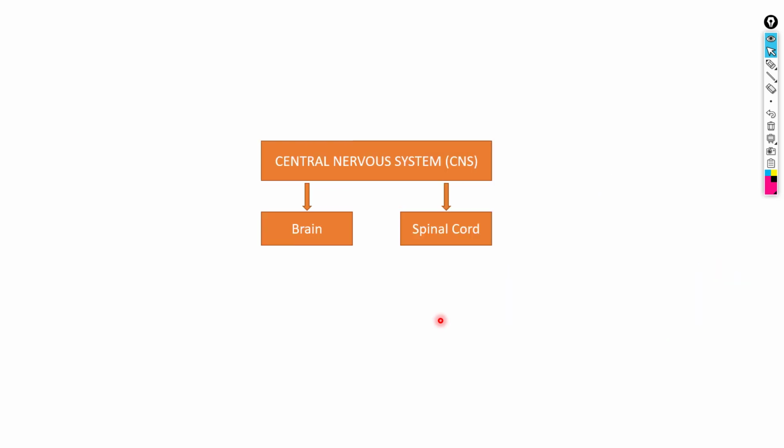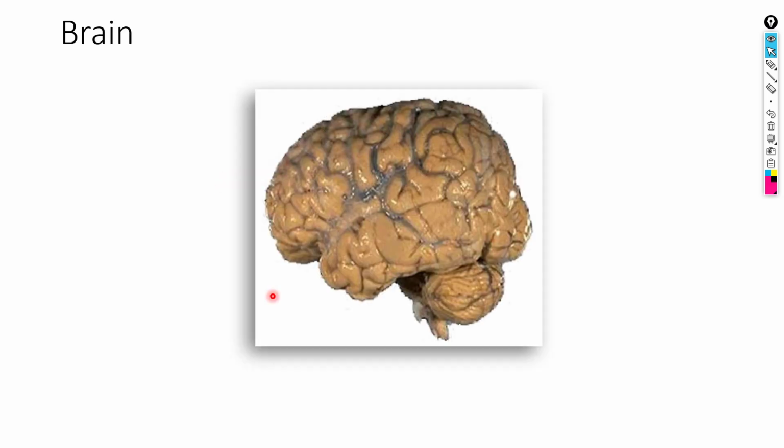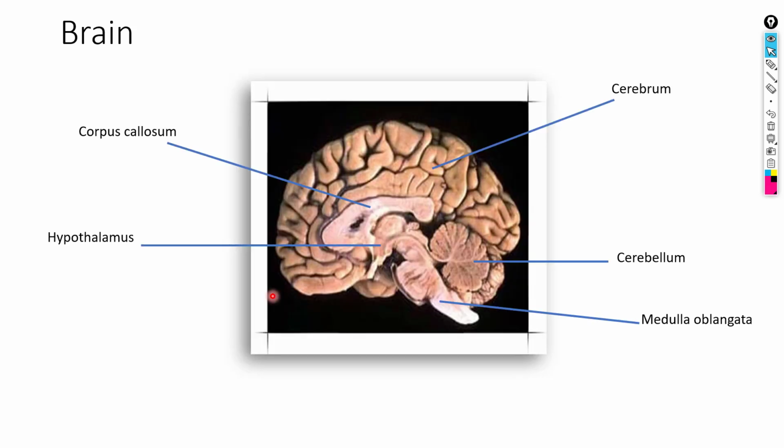Now, the central nervous system is composed of two parts of the body, and the first one is going to be the brain, which is shown in this image here. This is an external view of the human brain, comprising certain sections as you see here in this longitudinal cut of a brain. We will only focus on the parts which you need to know to write the NSC exam.